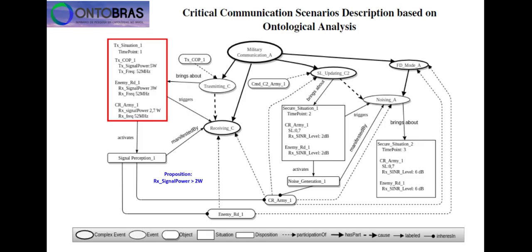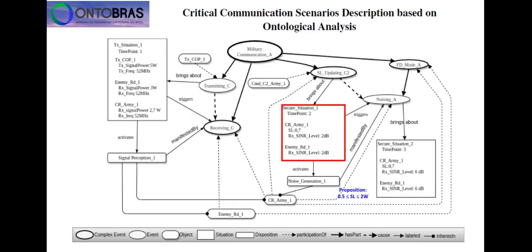The initial event is called transmitting C, which indicates the transmission of the security forces base station. This causes a new situation called TX situation 1, which comprises the current status not only of the TX-COP1 transmitter, but also of the enemy radio receiver enemy RD1 and the military cognitive radio CRRM1. Both radios are able to perceive the signals being transmitted. According to the proposition regarding to the radio's dynamic range, here in blue, the signal perception disposition is activated and manifested by the complex event receiving C.